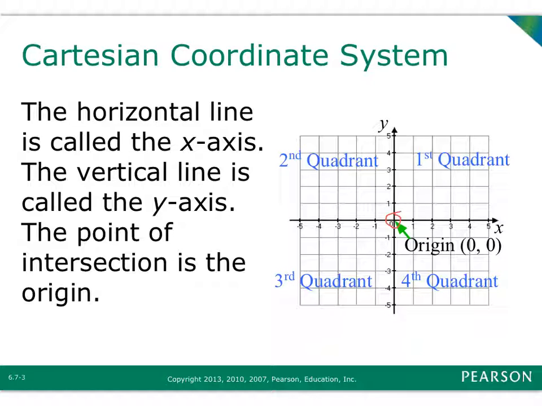We call the first quadrant the area where both y and x are positive. When y is positive and x is negative, we have the second quadrant. When both x and y are negative, we have the third quadrant. And finally, when x is positive and y is negative, the fourth quadrant.